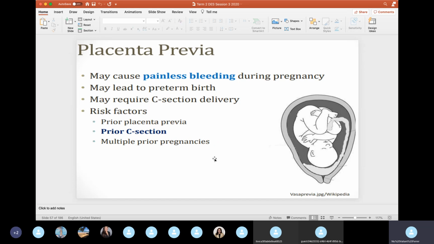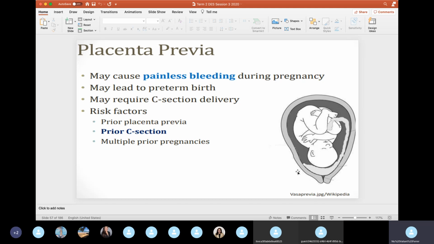So here, placenta previa, think about the abnormal implantation of the placenta. Look at the image here on the lower right. So the placenta is where? Up to the os, right? Up to the opening of the cervix.